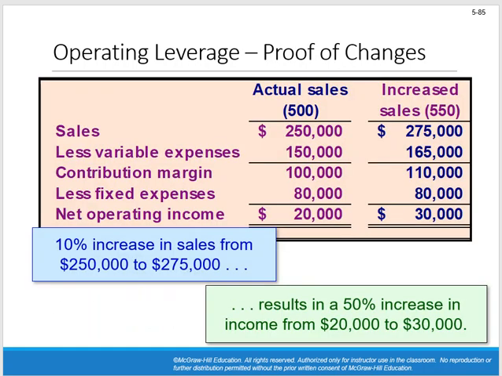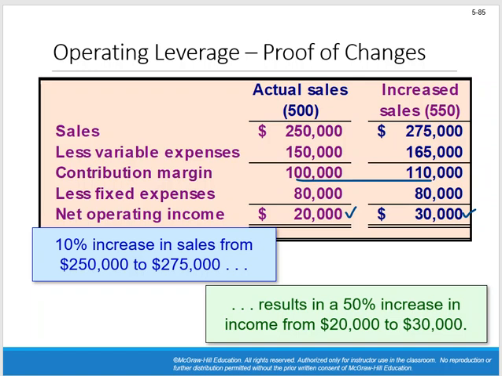So here they're proving it mathematically. If sales go from 500 units up 10% to 550 units, we see our sales go up by 10%, variable goes up by 10%. Really, we could just start here, right? Our CM goes from 100,000 up to 110,000, while fixed costs stay the same, so our net operating income is increasing by 50%, from 20,000 up to 30,000. So that's a 50% increase in our net operating income. That's how we can use the degree of operating leverage to solve problems as well.